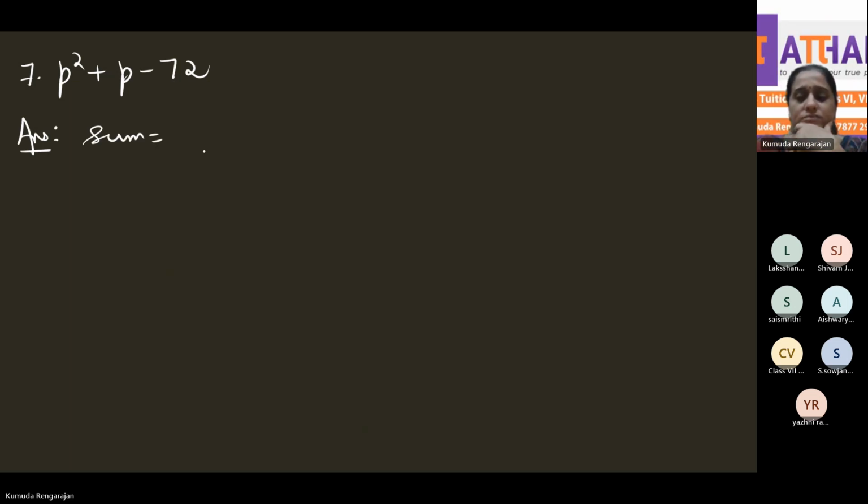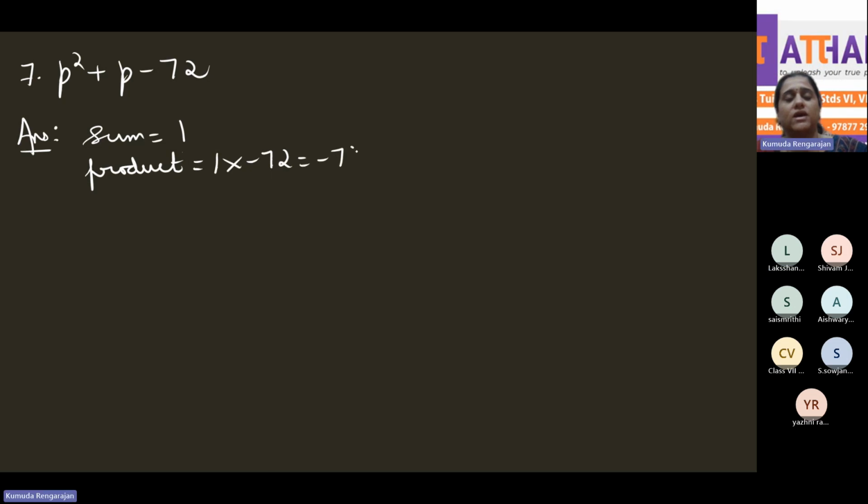Sum. Yes, Lakshana. You have only been answering in today's class. Please help me. What is the sum? Ma'am, 1. And the product? It is 1 into minus 72, which is minus 72. Yeah, initially Surya did answer, and then it was only Lakshana.